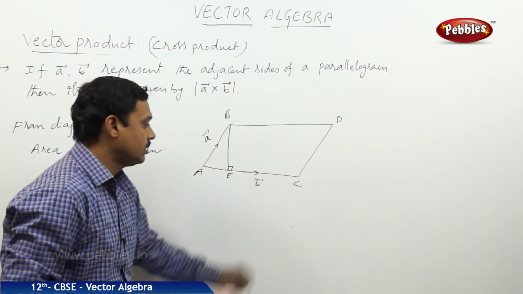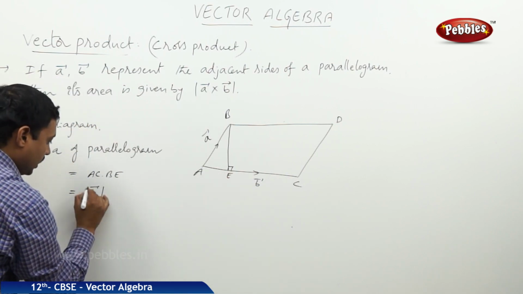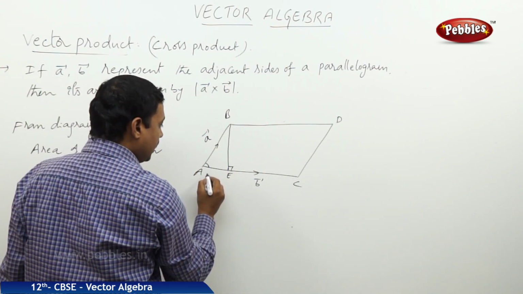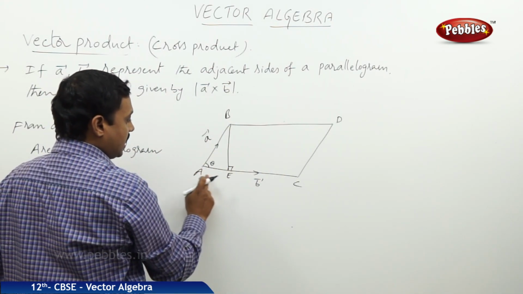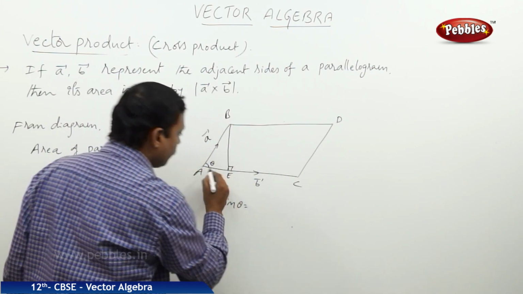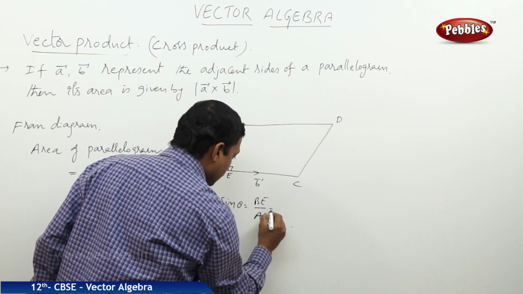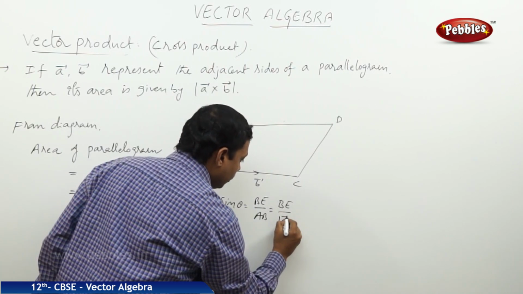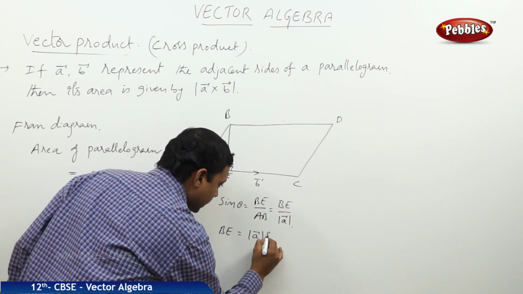But what is AC? AC vector is the magnitude of mod B vector, so that it is mod B. Now let us take the angle between A and B as theta. Here again a right angle triangle is formed by the vertices A, E, B. From this right angle triangle, sin theta is equal to BE by AB. AB is the magnitude of A vector. Now on cross multiplying, BE is equal to mod A sin theta.